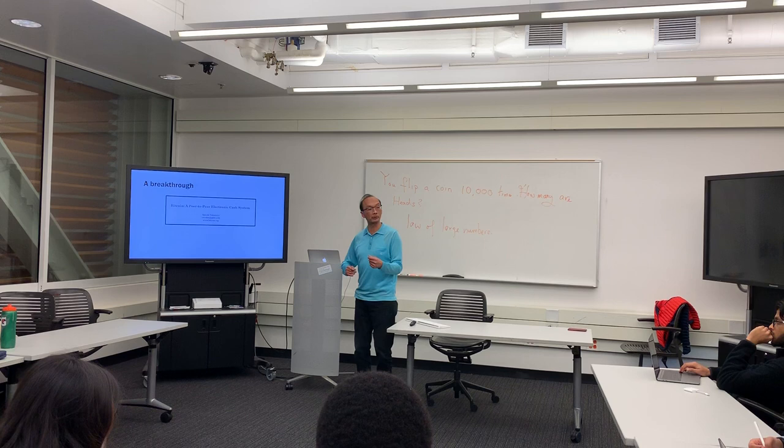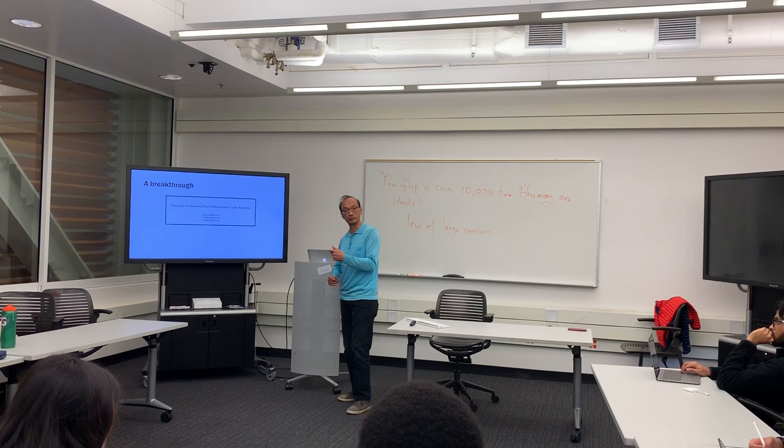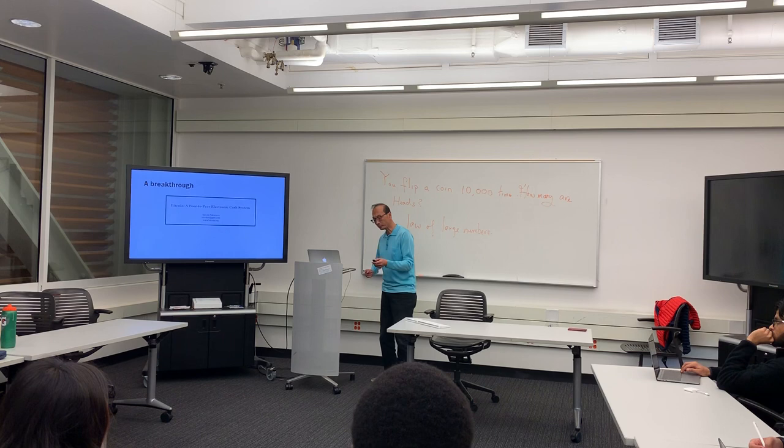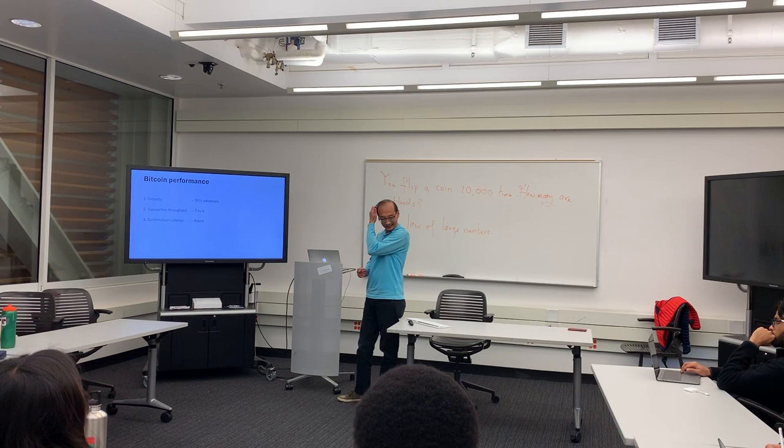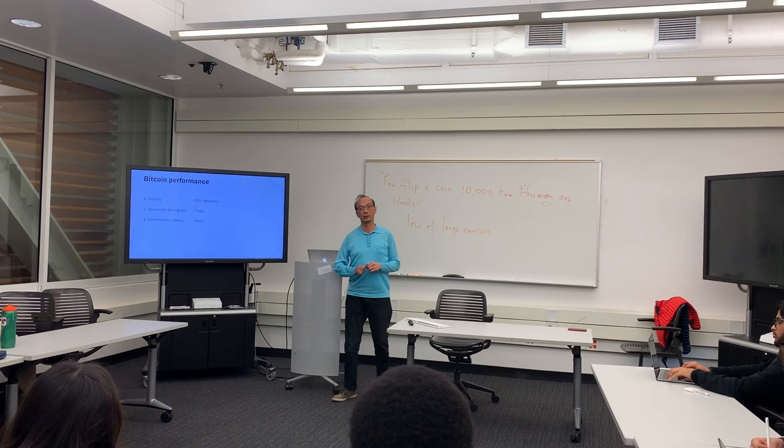But I want to get to the research, which is how I can improve the system. So let's first describe this a little bit. If you look at Bitcoin, its performance has three metrics. One is called security. So what is Bitcoin?